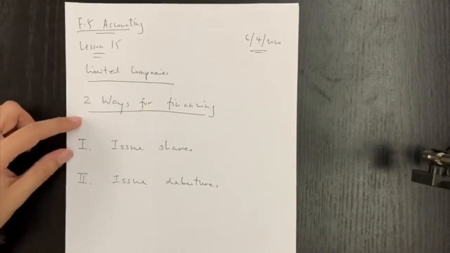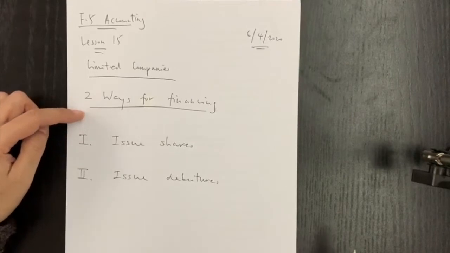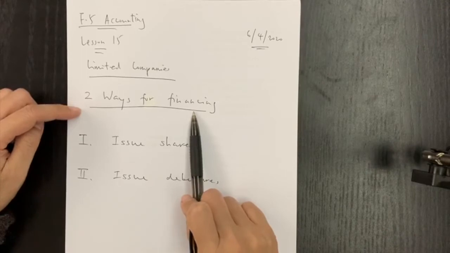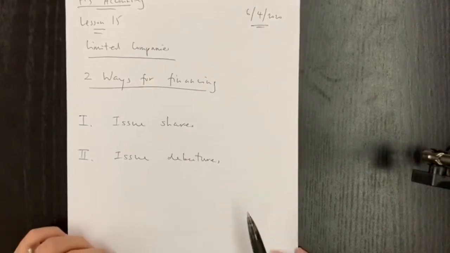Okay, so to begin with, we have ways for financing. And there are two ways for a limited company to do financing. So what is the meaning of financing? Financing means how to get money for the limited company. Okay, as there are two ways.